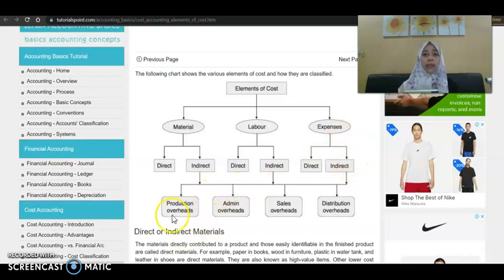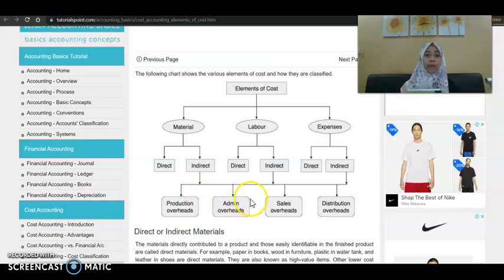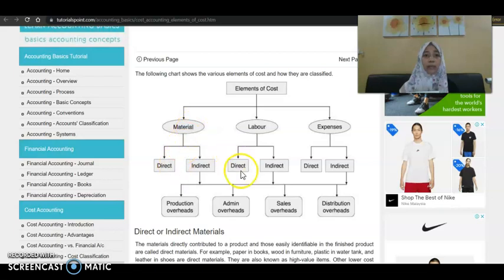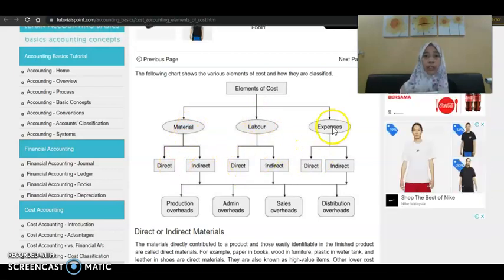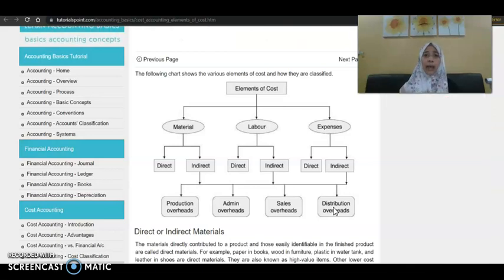Okay. So basically you will have all your direct costs. This one will be your direct material, this one will be your direct labor, this is your direct expenses, and all your indirect costs, your indirect material, your indirect labor, and indirect expenses is called your overhead. You see here, you have all the overheads, and that overheads can be the production or the non-production, such as your admin overhead, sales overhead, distribution overhead. Do you get it? So that is basically you learn about the elements of cost first.